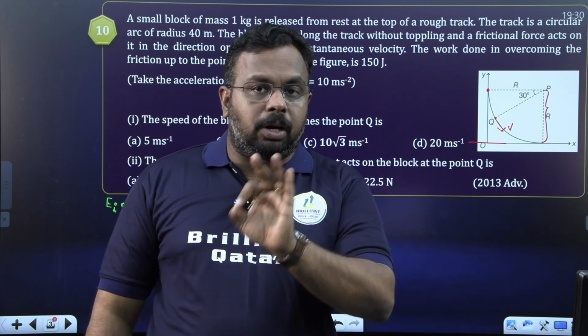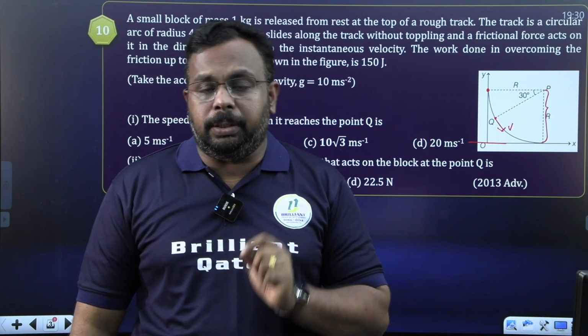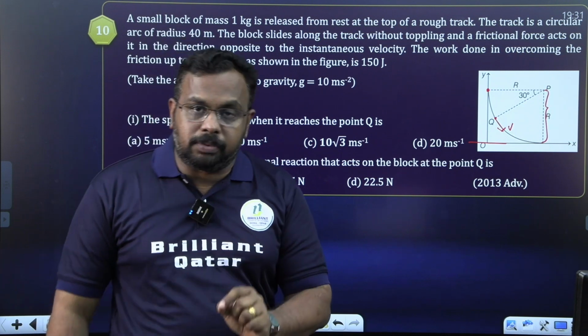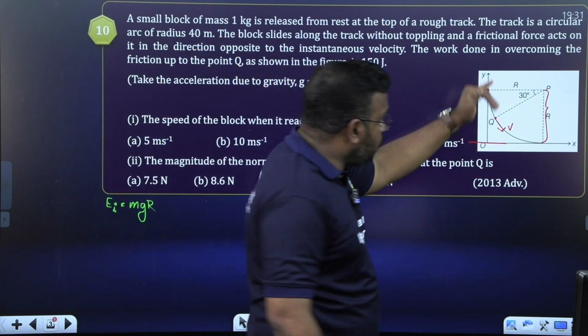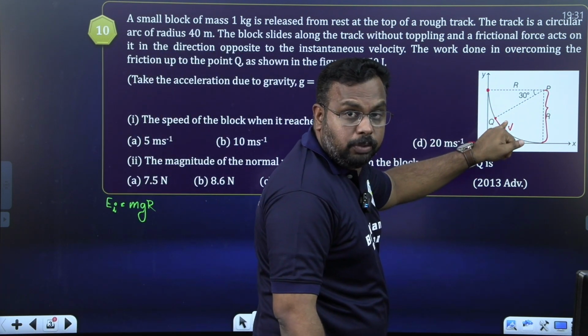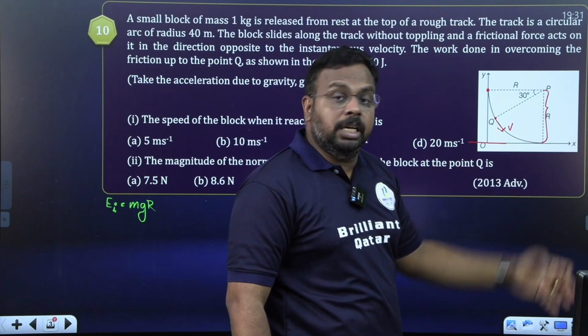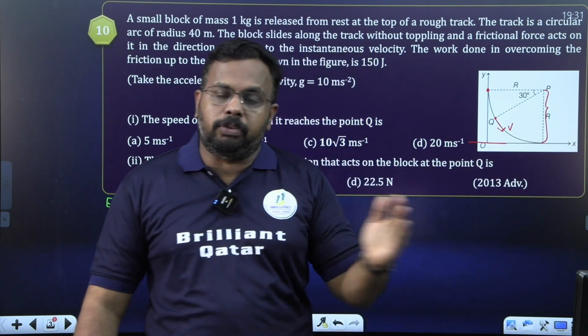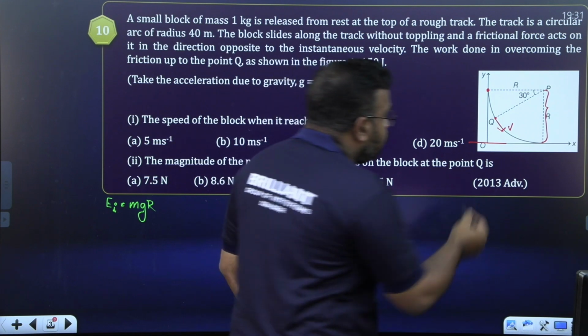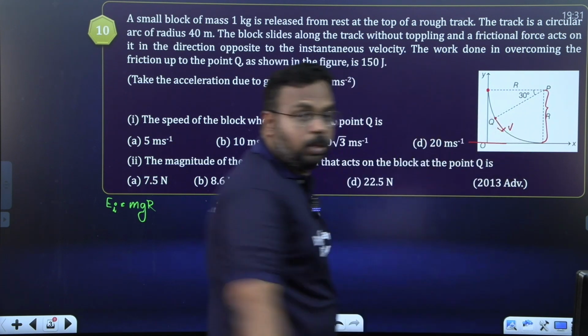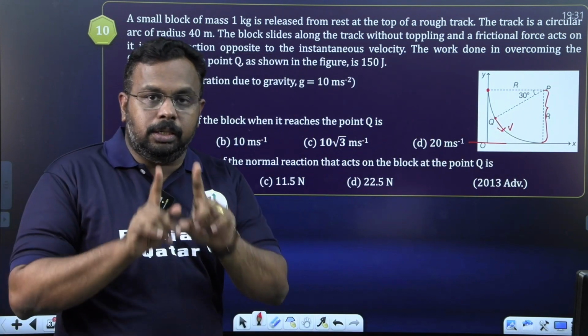Then what is the velocity at that point? So we have to find the value of v. For that, you can use conservation of energy. Remember, when the body reaches here, its velocity is v, which means it will have a kinetic energy. You know the formula for kinetic energy, half mv square. So what is the kinetic energy at this point? It is equal to half mv square. Is that idea clear?